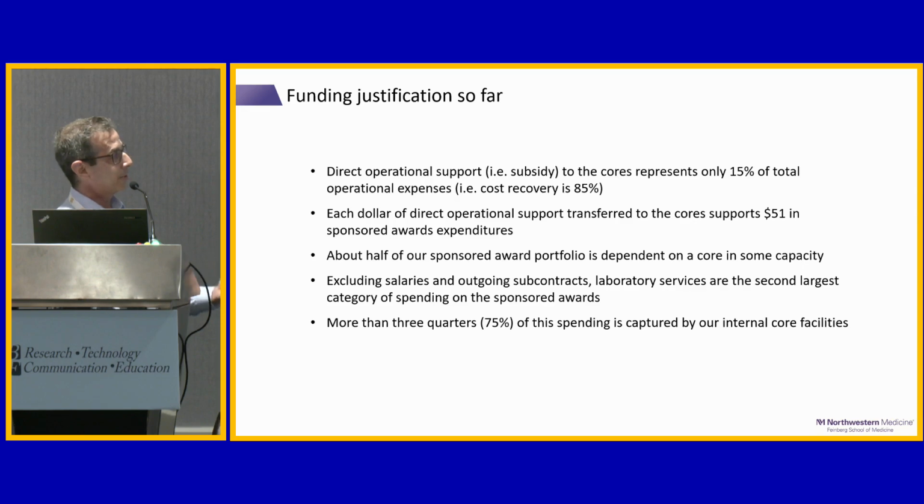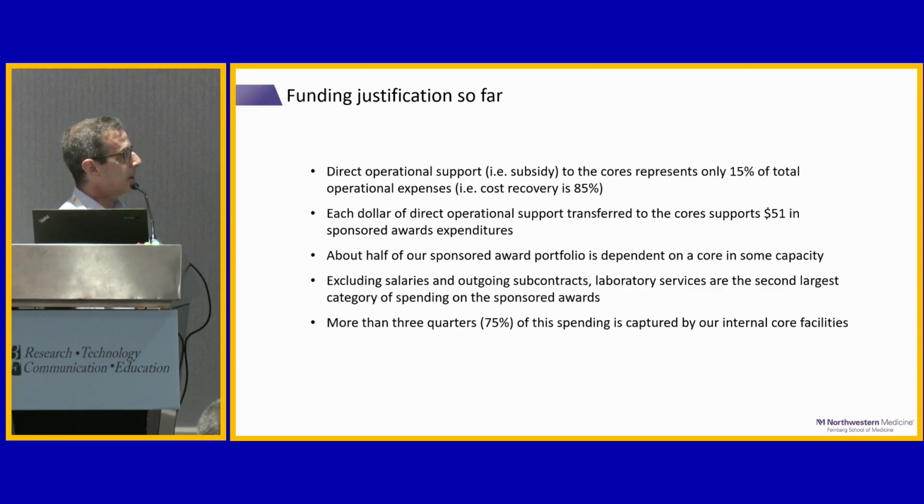So my justification to our senior administration so far based on this would be that the direct operational support, that is the subsidies to the cores we provide, are only 15%. Yes, it's $6 million, but it's only 15% of the cost of operating the cores, right? We've got a cost recovery of about 85%. Every dollar of direct operational support transferred to the cores supports $51 in sponsored awards. I don't know how important that is, but I like the way that sounds.